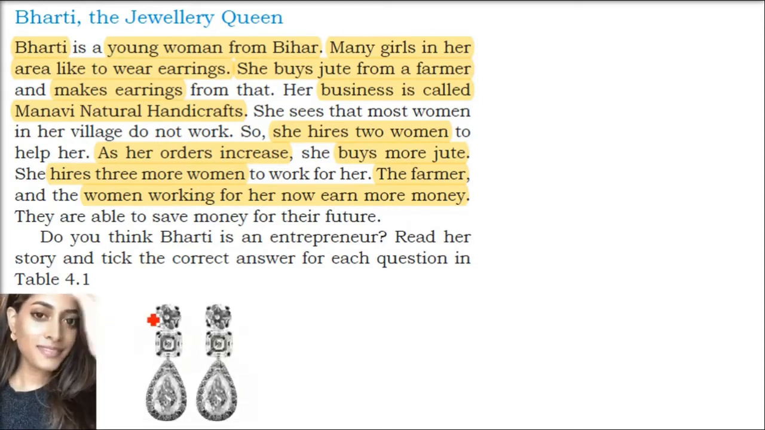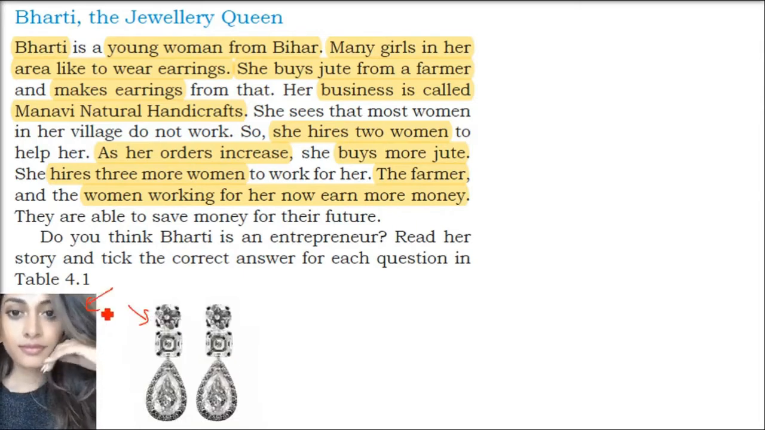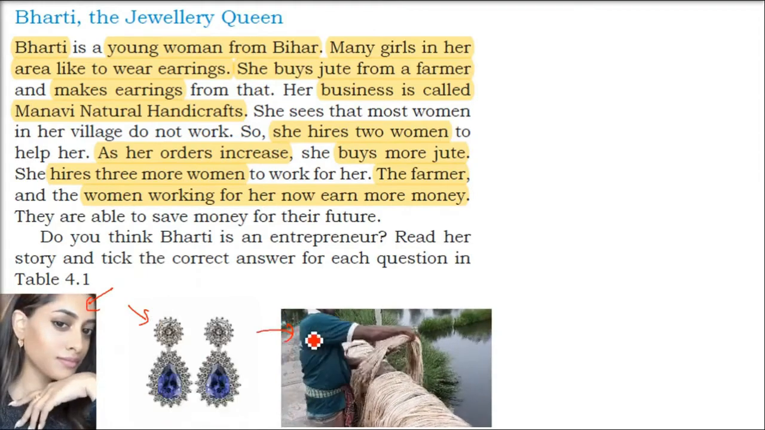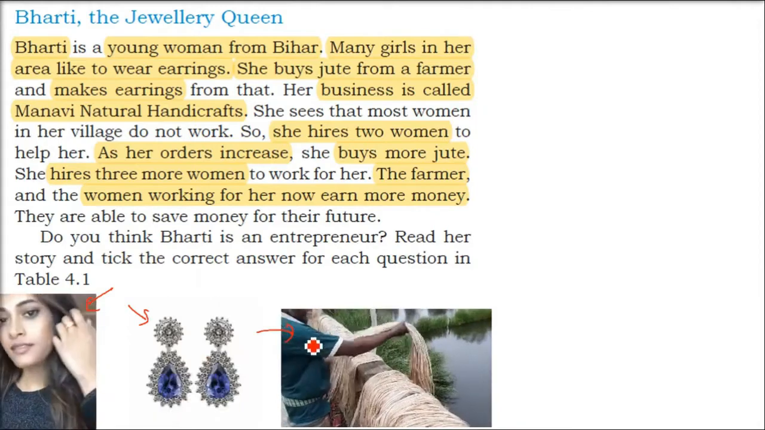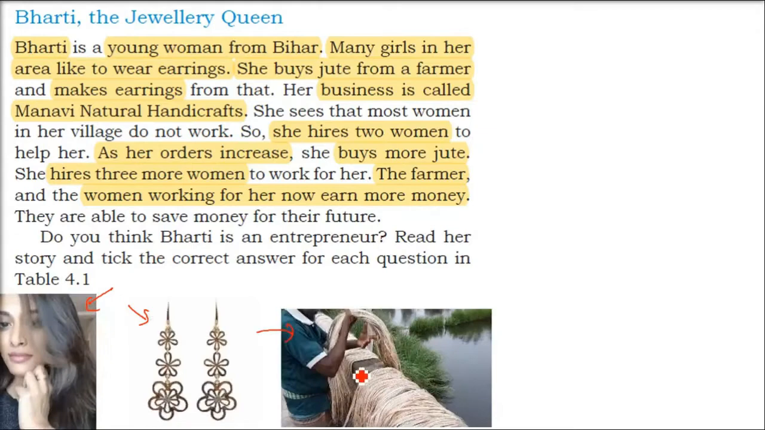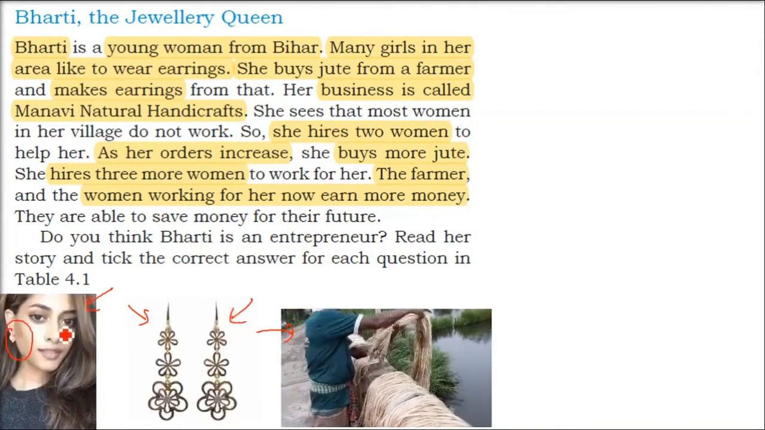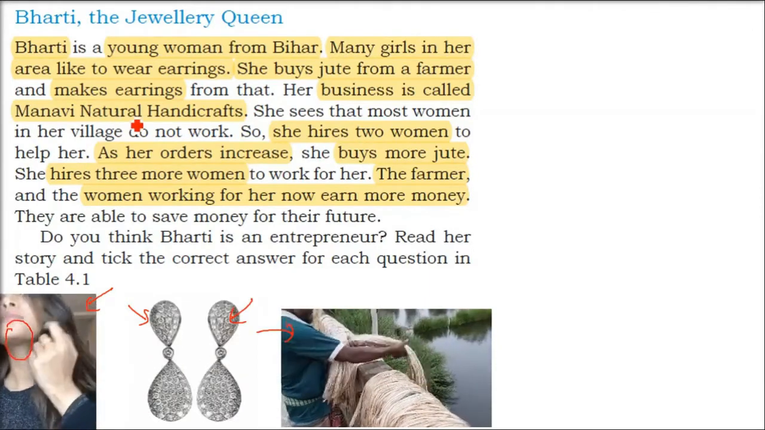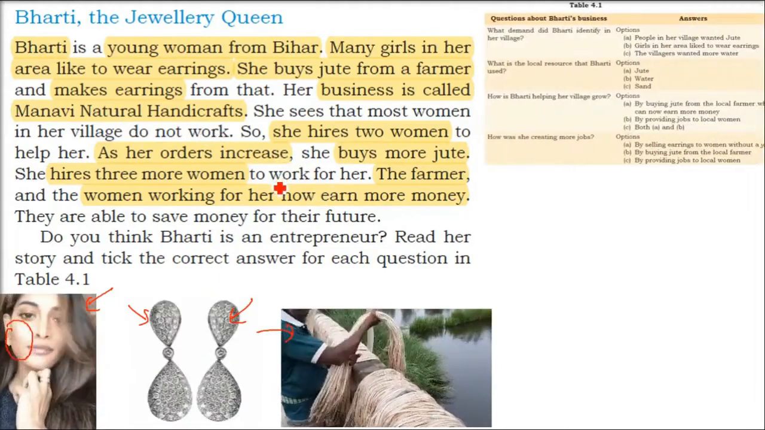So now many of the girls of her vicinity, of her area, love to wear earrings. Every woman loves to wear earrings. So what does she do? She buys jute from a farmer. This is the picture showing the jute, a farmer working with the jute. Now she is making earrings from jute, a very natural material, and very fine kind of earrings. The name of the company is Manavi Natural Handicrafts. She hires 2 women.